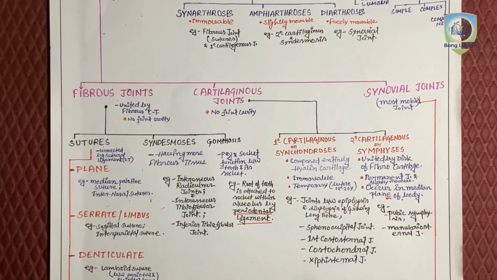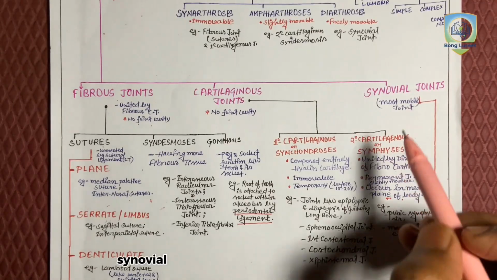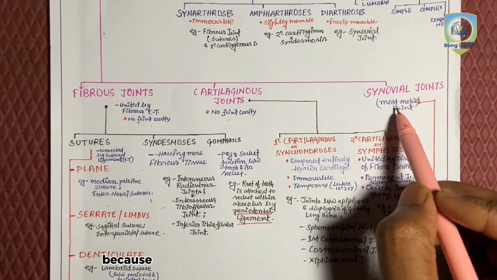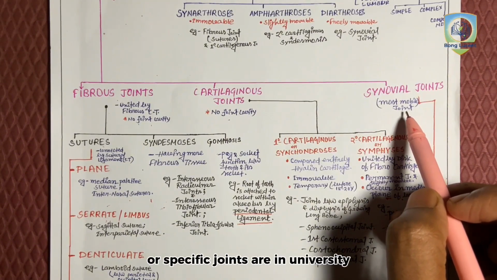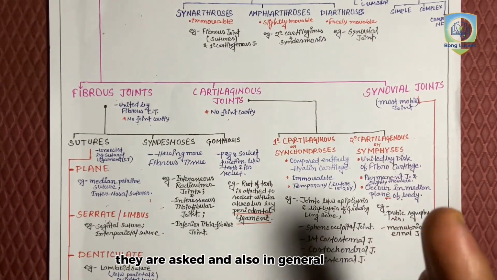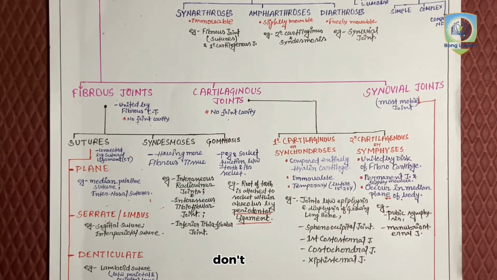Okay, then we go to the synovial joints. Synovial joints are the most important joints because they are frequently asked, especially elaborate questions or specific joints in university exams, and also in general anatomy the structure of synovial joints is a separate question. Don't worry, I will give you the structure of the synovial joints.